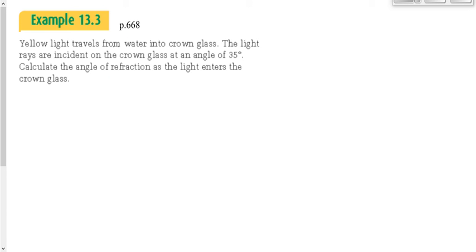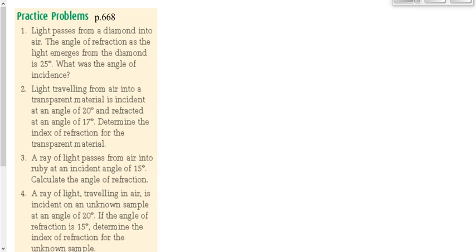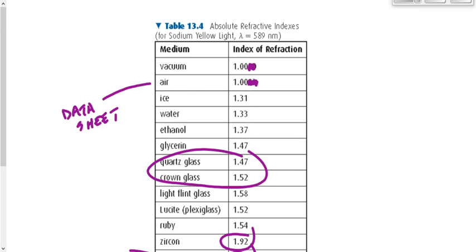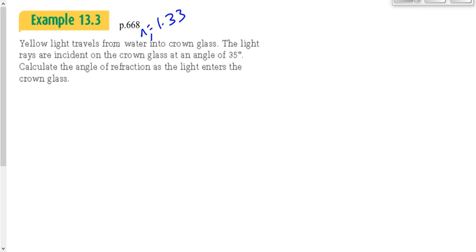Let's take a look at an example here on 13.3, page 668. It says yellow light travels from water into crown glass. Water has an index of refraction of 1.33. We're going to call that N1 because it's going from water to crown glass. Crown glass has an index of refraction of 1.52. So we're going to say N2 is 1.52. It's coming from medium 1 to medium 2. It's incident on the crown glass at angle 35 degrees. That's going to be theta 1. We want to find the angle of refraction, theta 2.